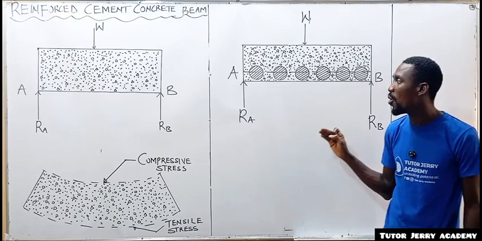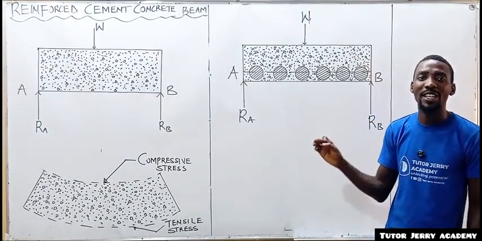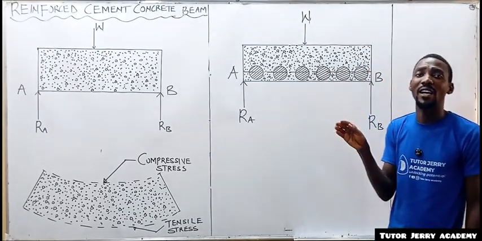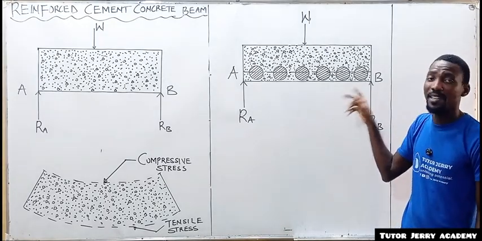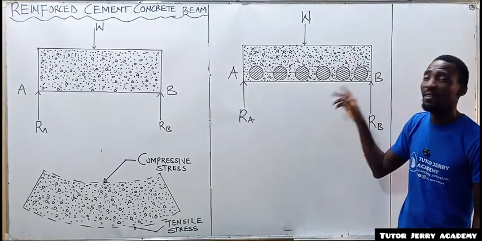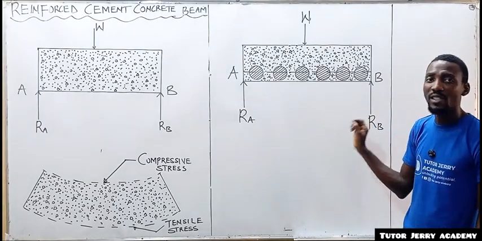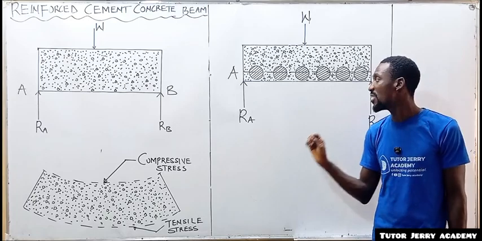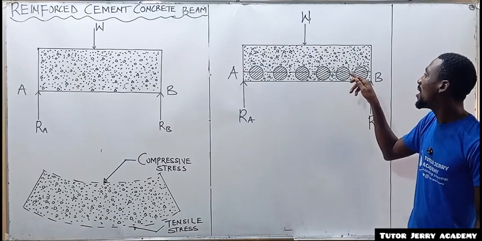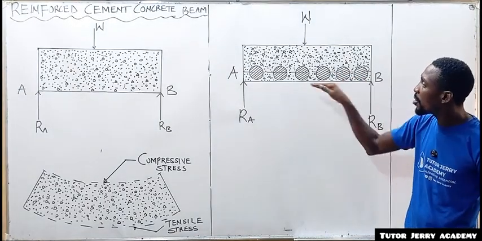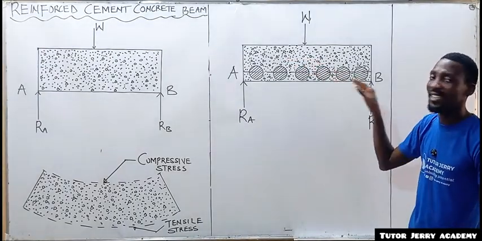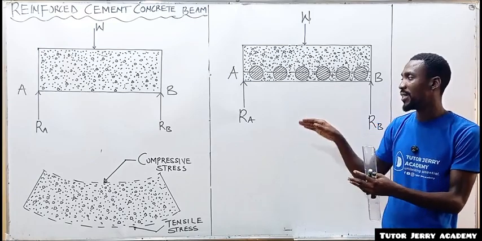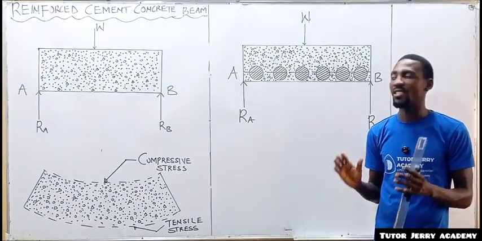Do you understand? And number four, it must have the same coefficient of thermal expansion and contraction as that of concrete, so as to prevent thermal stresses from developing in the beam. So these are the characteristics that the reinforcing material must possess before it is used. And there is one material that possesses these characteristics. It is nothing but steel. So the major reinforcing material that is used to reinforce our cement concrete is nothing but steel bar. Is that clear? Why? Because it possesses almost the same characteristics as concrete.